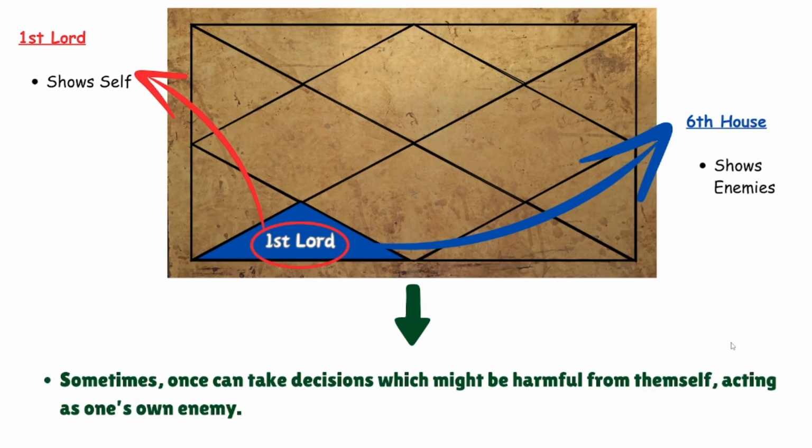First lord is the lord of self, and sixth house is the house of your enemies, your competitors. So with this placement, sometimes one can take decisions which might be harmful for themselves. You might act as your own enemy, because the first lord is going and sitting in the house of the enemy. You can take certain decisions in your life which could backfire. So whenever you're taking a major life changing decision, either consult somebody who is a well wisher, or you can consult an astrologer, or whoever you want to consult, somebody who has the knowledge. Consult before taking a major decision.